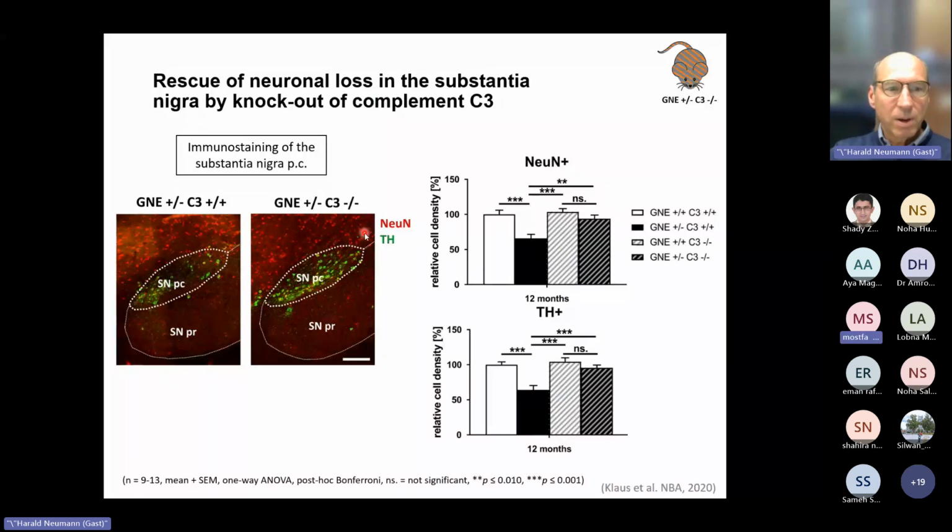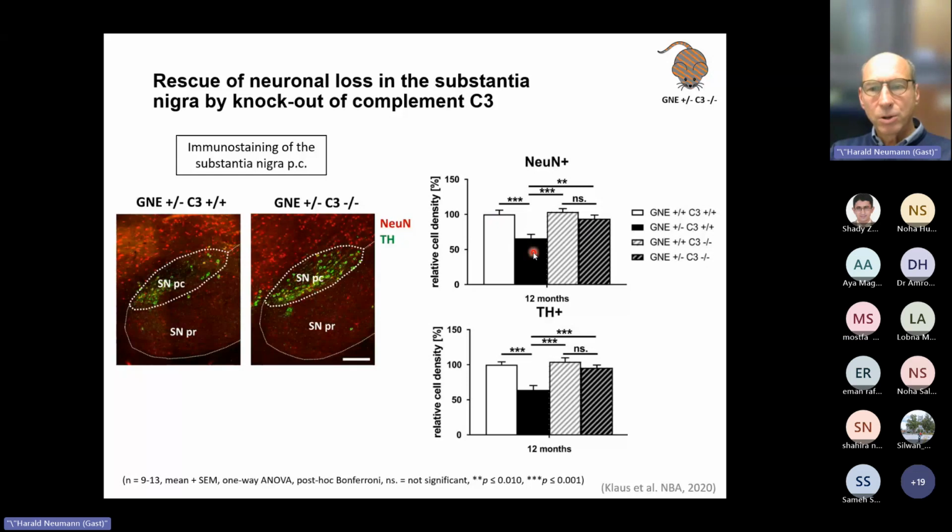So I mentioned before, if we have reduced sialylation, we have fewer neurons in the substantia nigra if the mice become older, 12 months old, for example. But if we now knock out the complement cascade, the C3, we have reverted the number of neurons. So there is no loss of neurons. So we prevented the neurodegeneration by knocking out the complement factor C3. And this is shown here as a quantification of NeuN-positive neurons at 12 months.